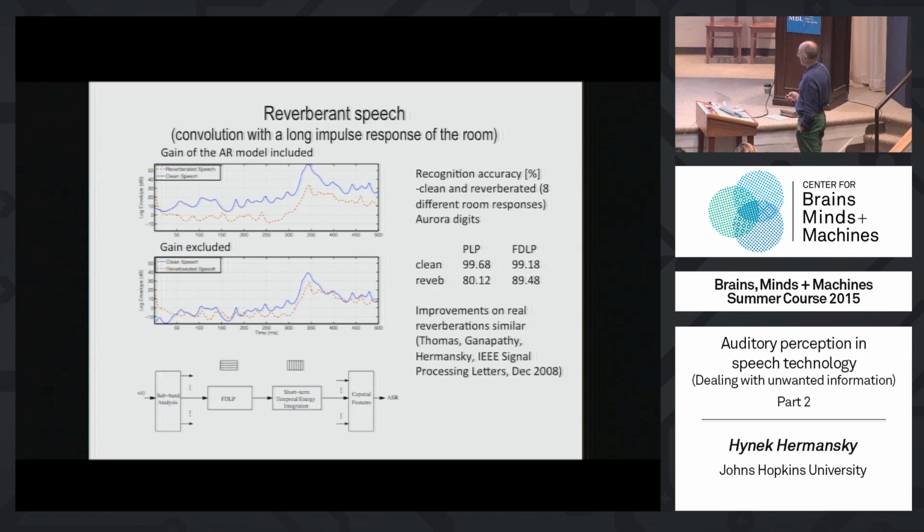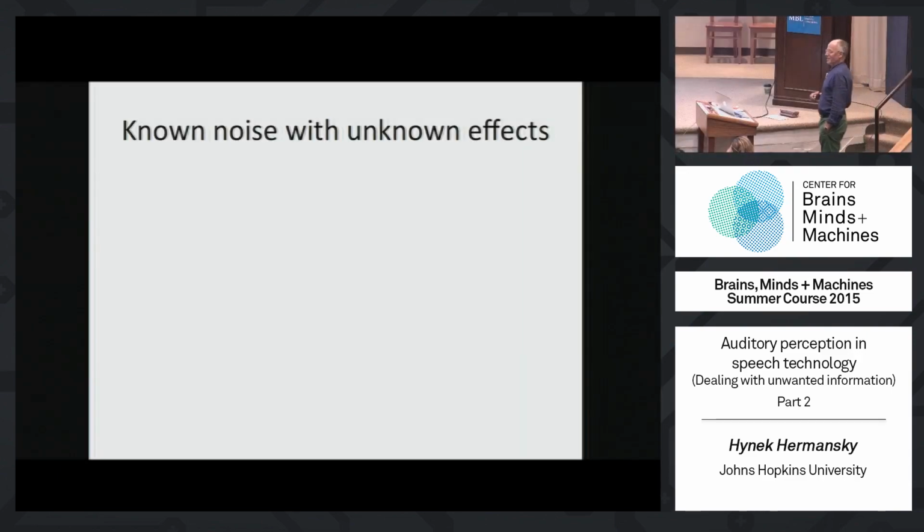And this is for reverberant speech. There seems to be also some advantage, because reverberation is a convolution with the impulse response of the room. So if you use truly long segments, in this case we used about 10 seconds of the signal, approximating by this all-pole model and eliminating the DC from that, you seem to be getting some advantage. So known noise with unknown effects.